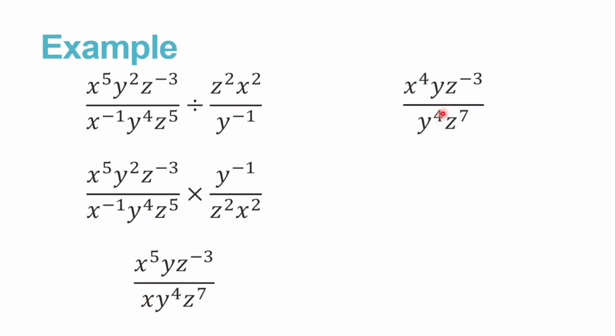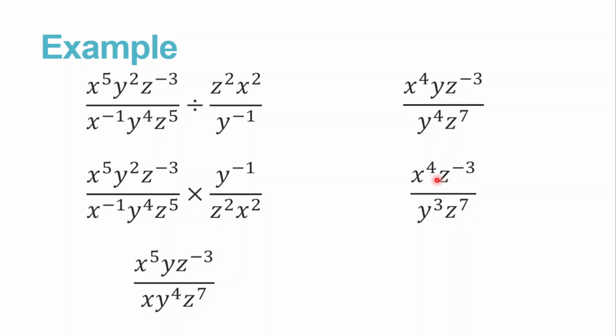Now here, when you have the bigger exponent and the smaller exponent, the bigger exponent is where you're going to put the result. So we have 4 minus 1, so that will give you 3, right? So here we have 3 in the bottom instead of on the top because y raised to 4 is greater than y raised to 1.